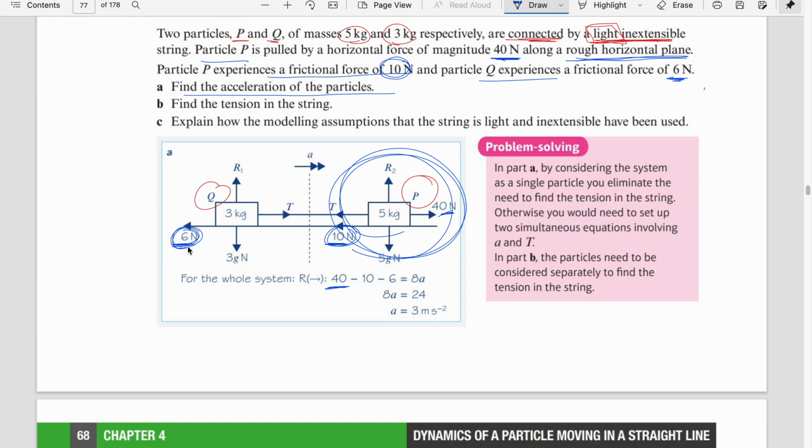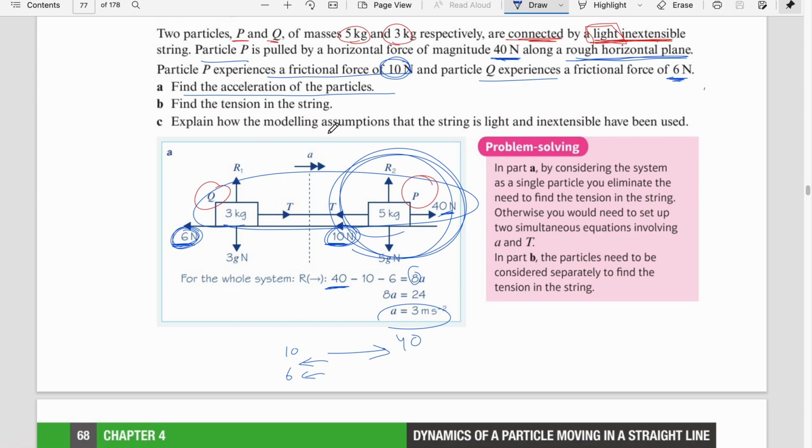So net force equals MA, with mass 8 kg for the two connected bodies, which is moving towards right. Towards right is 40 alone. Towards left is 10 as friction and 6 as friction. So 40 minus 16 equals MA, and you get the acceleration as 3 meters per second squared.